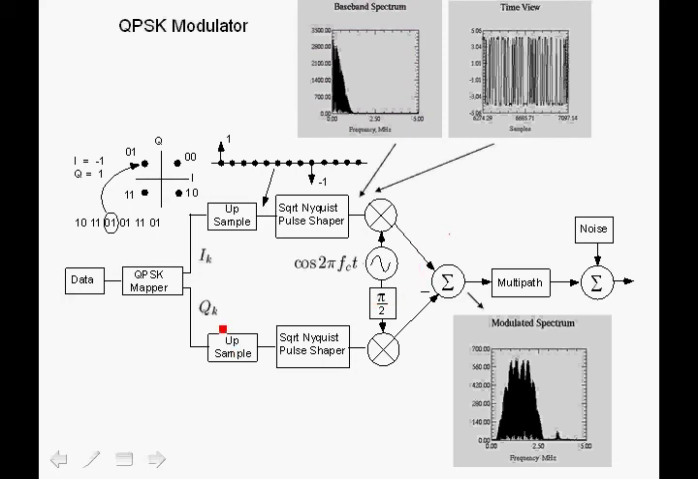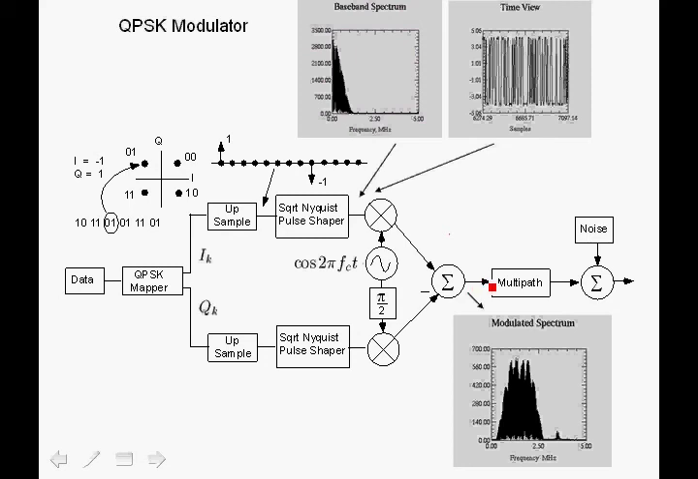Now on the quadrature side, we modulate using sine 2 pi Fc t. So with this phase shift of 90 degrees, we modulate using the sine. Then we subtract it from the modulated in-phase term, and we get a real signal, which is a double sideband suppressed carrier signal centered around the carrier frequency Fc.